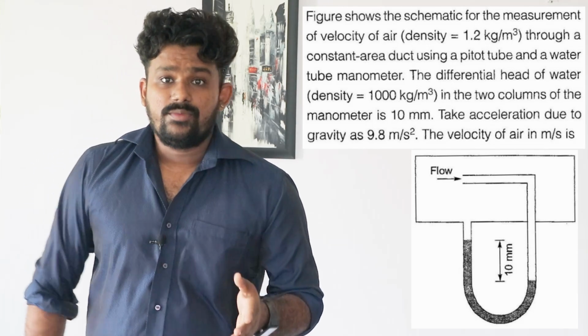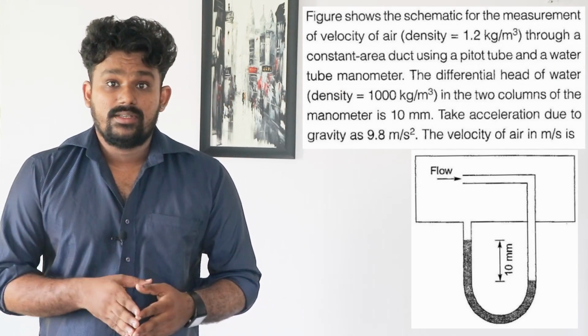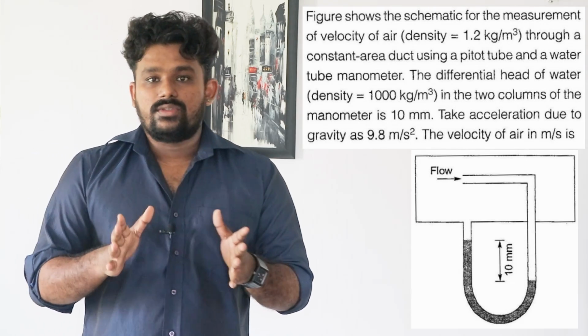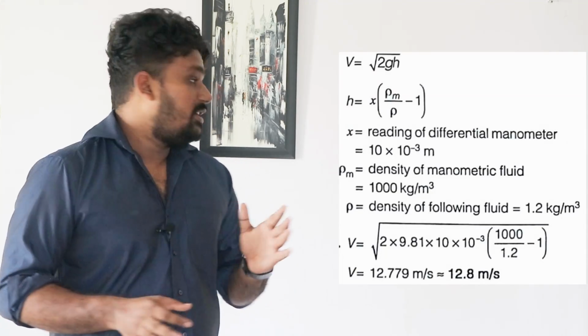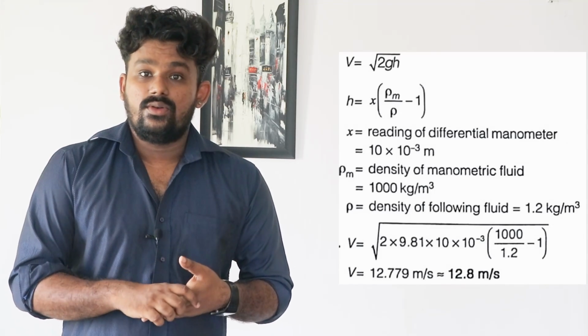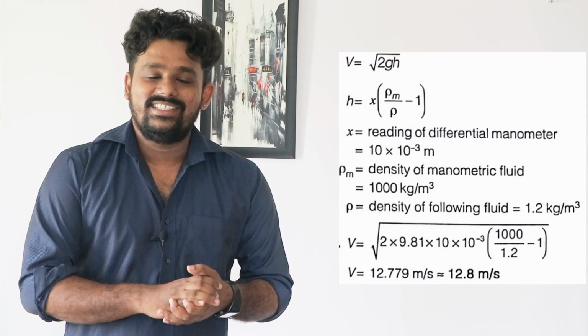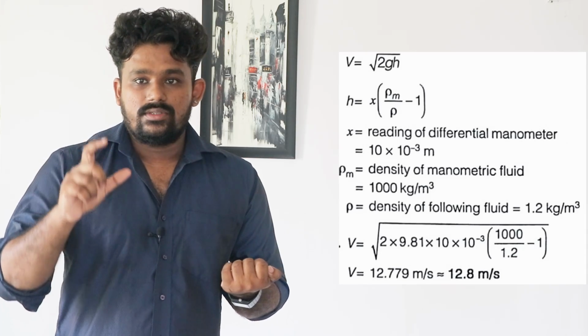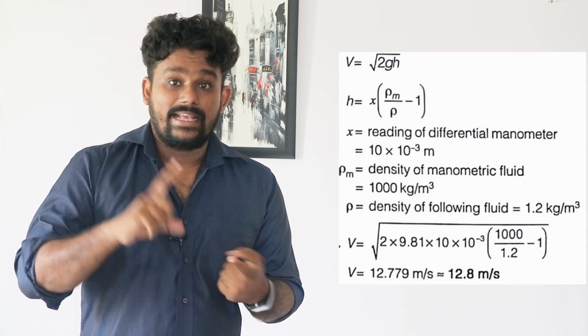So in the question we have to measure the velocity of air. A Pitot tube is connected in the duct and also connected to a manometer. So when it says velocity, we have to take the formula V equal to root of 2gh. V equal to root of 2gh is the relation we have to use. So h we need to find. And in the question, the h given is x.